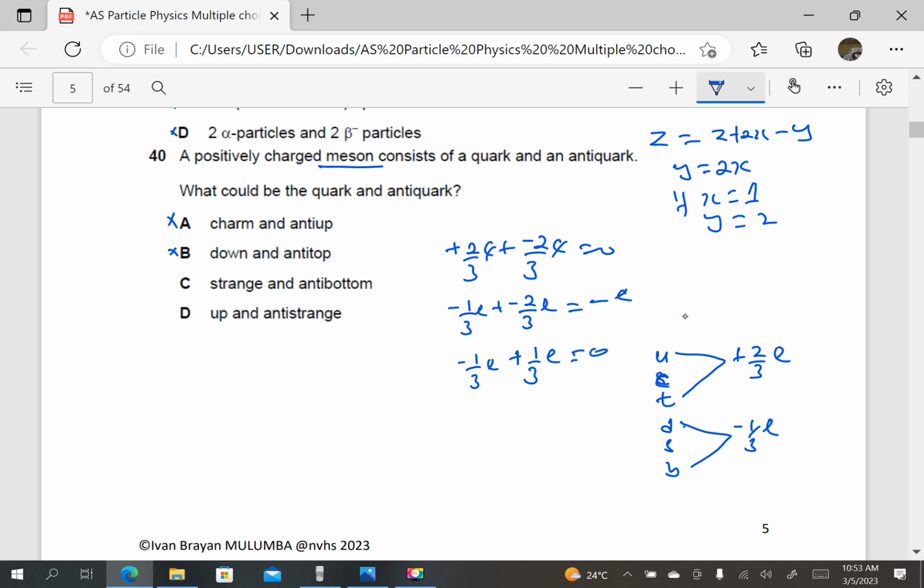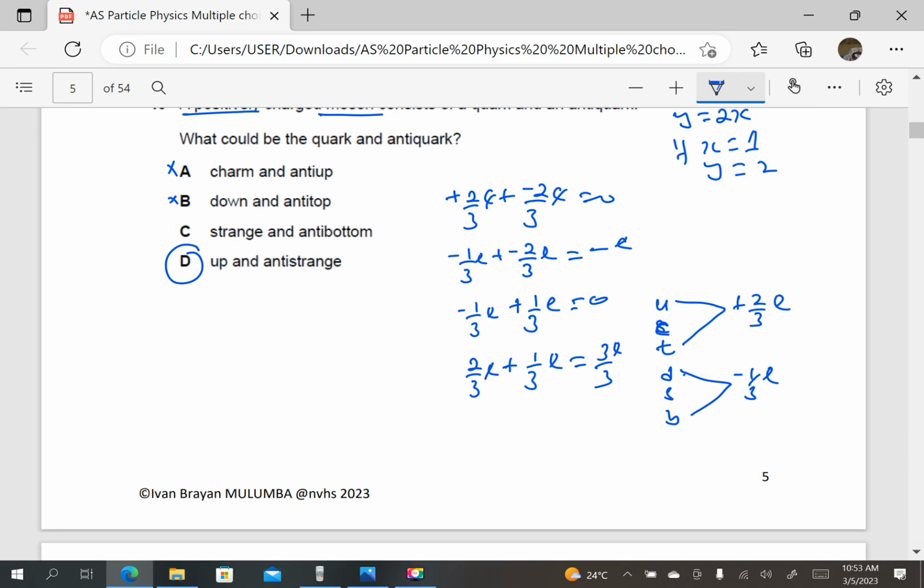this gives us 0. Let's check up. Up is 2 over 3e, anti-strange is positive 1 over 3e, which gives us positive 3e over 3, which is e, so the answer is D. That's the one which gives us a positively charged meson.